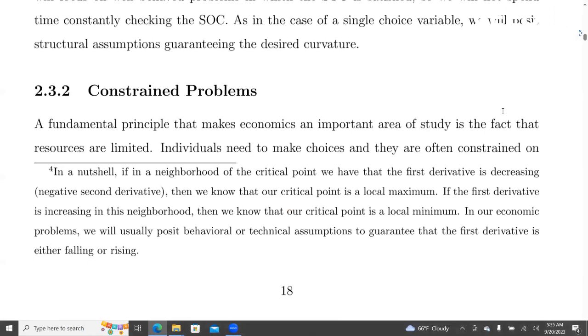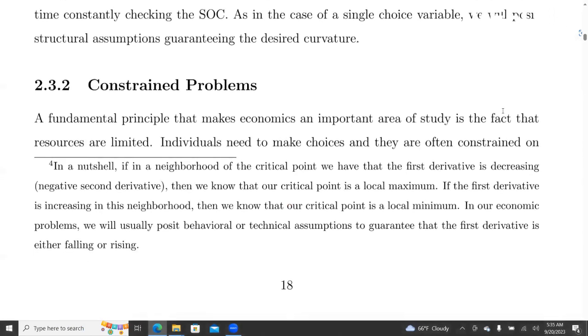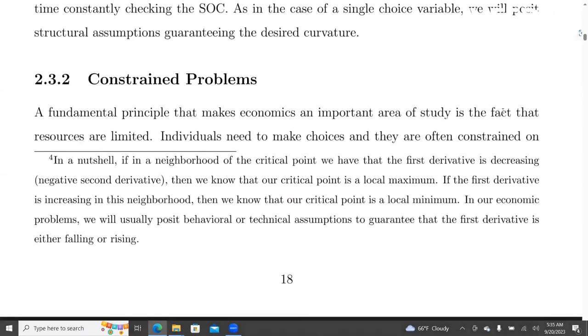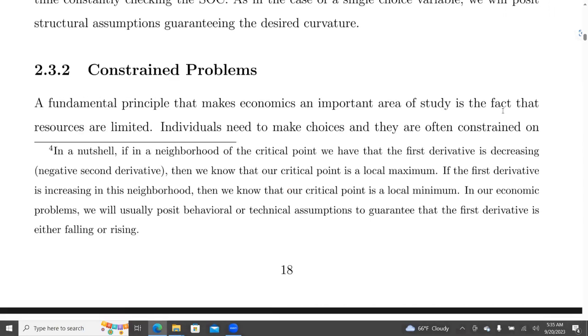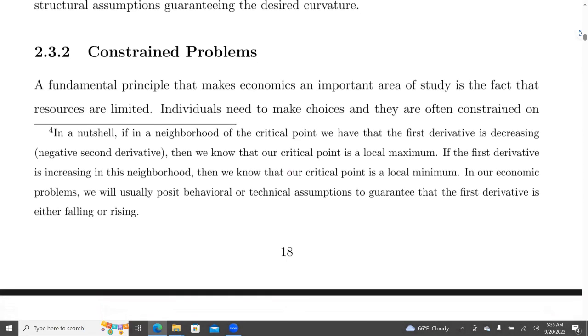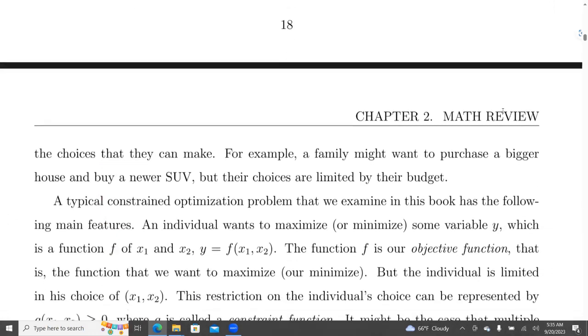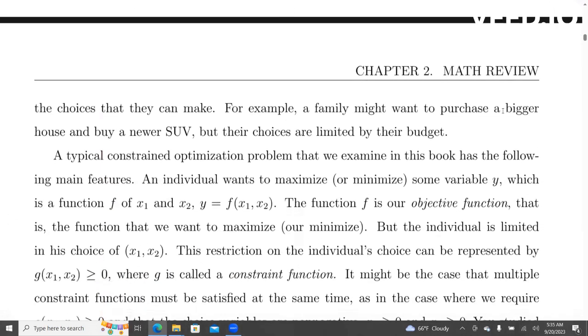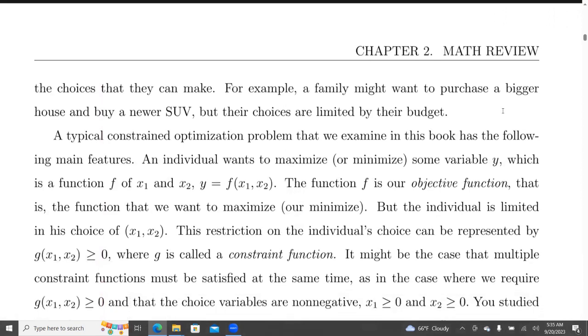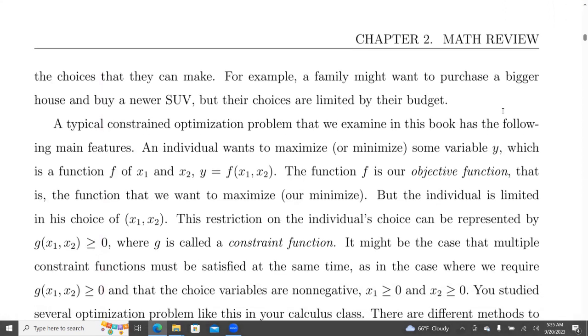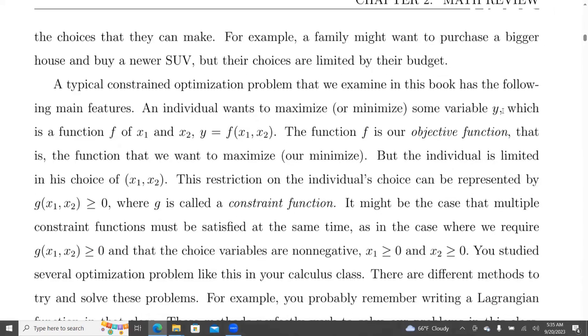A fundamental principle that makes economics an important area of study is the fact that resources are limited. Individuals need to make choices, and they're often constrained on the choices that they can make. For example, a family might want to purchase a bigger house and buy a newer SUV, but their choices are limited by their budget. A typical constraint optimization problem that we examine in this book has the following main features.